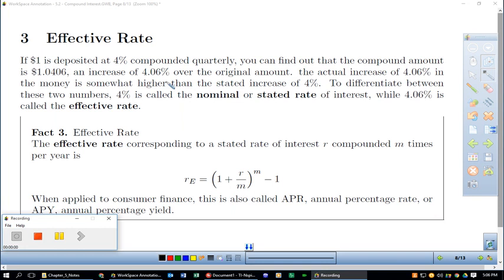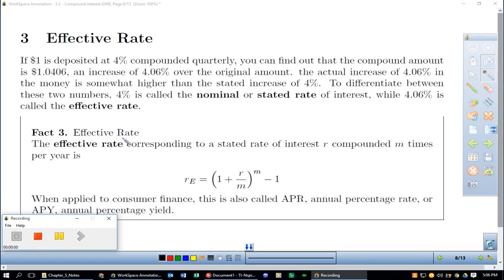Okay, so we have these two numbers. One is the nominal or stated rate of interest, and we have this other, higher one, which is the effective rate. This is actually called the APR, the annual percentage rate. So you actually do see the effective rate occasionally.